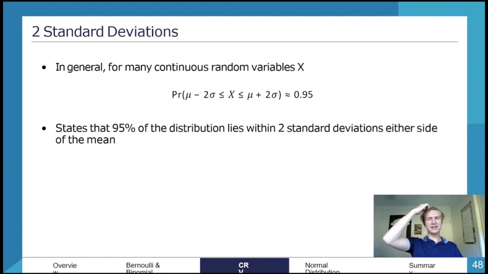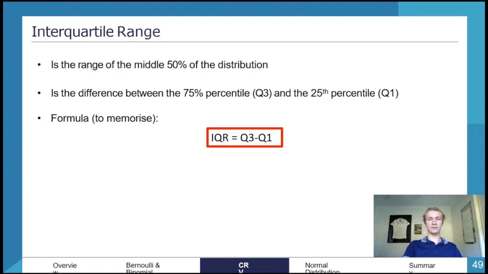And when we're talking about continuous random variables, we get these weird properties where the probability that it's between two standard deviations of the center, which is the mean, is going to be approximately 0.95. And we're going to go into this more when we talk about the normal distribution. This is kind of a golden rule that we just use: the probability that it's between two standard deviations of the mean is 0.95. But IQR, okay. So IQR is the range of the middle 50% of the distribution.